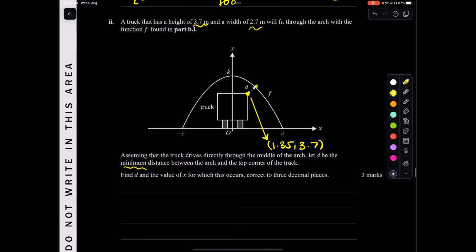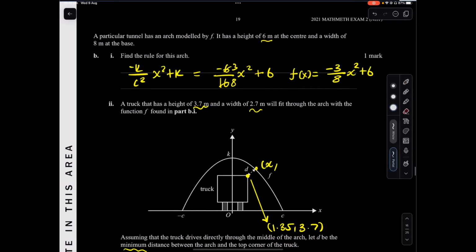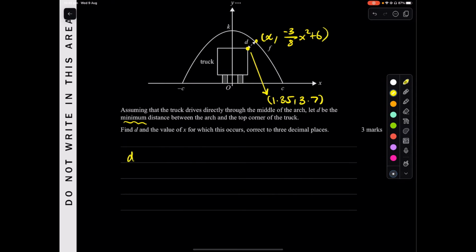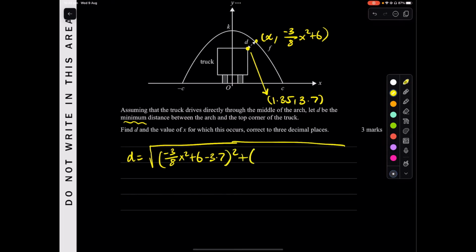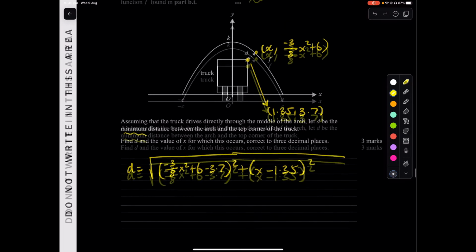And let's say this point here is x, and the y value is just negative 3/8 x squared plus 6. So your distance can be written as the square root of (negative 3/8 x squared plus 6 minus 3.7) squared plus (x minus 1.35) squared. Okay, let's do this on CAS.